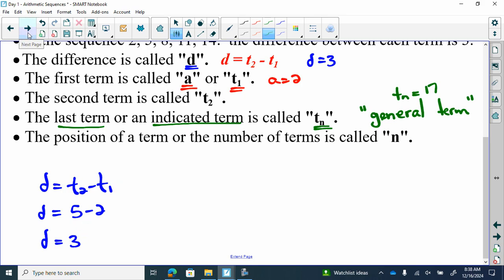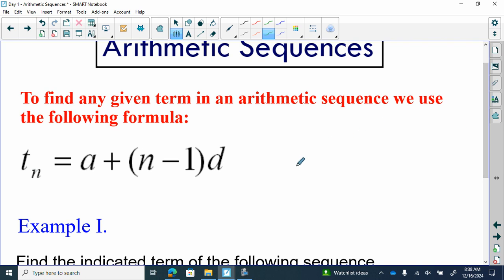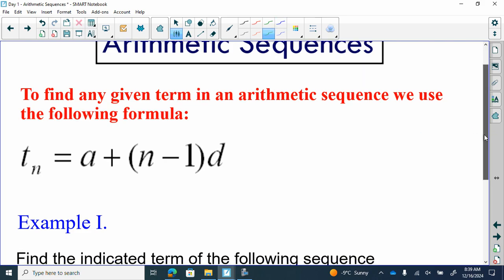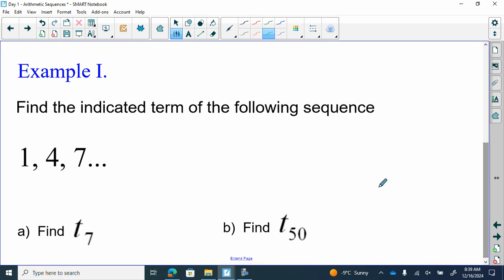Now, here is the formula that all of these arithmetic sequences go by. It says to find any given term in an arithmetic sequence, we use the following formula. Tn equals A, the first term, plus n minus 1, the number of terms subtract 1, times the common difference. It says find the indicated term of the following sequence. Now, we've got 1, 4, 7, and then it goes on.